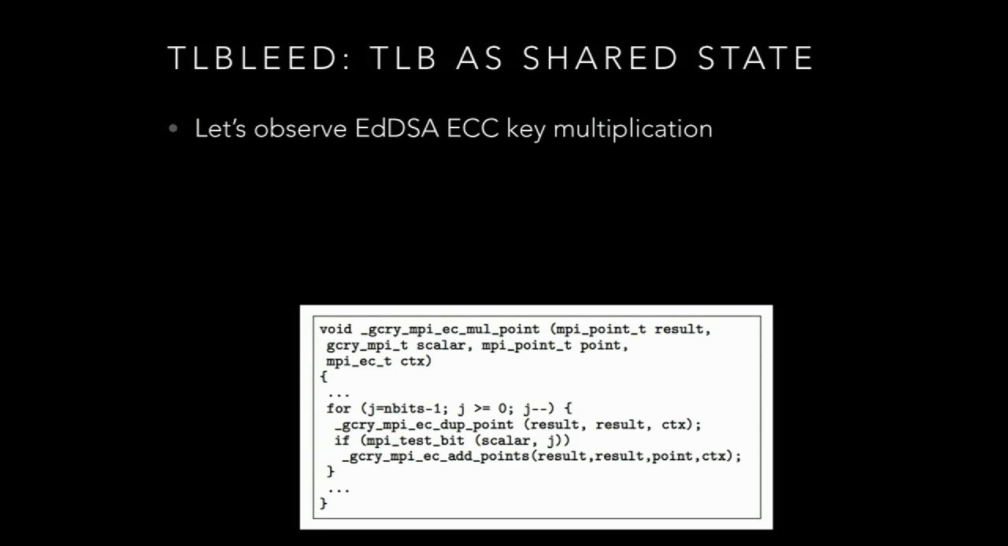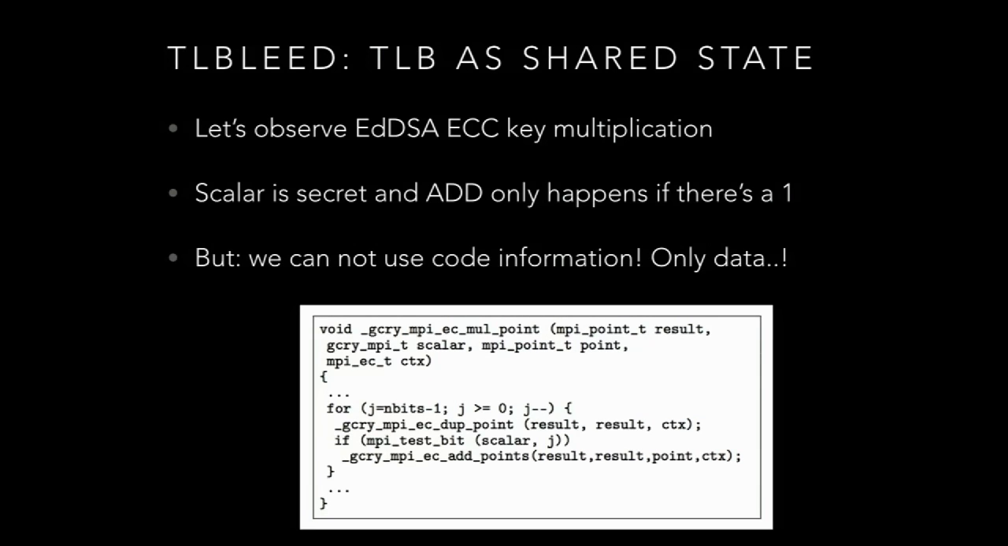Okay, let's try and use this knowledge to attack this not side-channel-safe function that we found in libgcrypt, just as an example, to show whether we can use the TLB for stunts like this. Again, we see that the secret value of the scalar determines the control flow path. Only if it's 1, we do this addition; otherwise we do not do this addition.